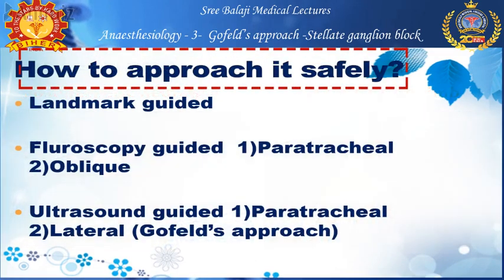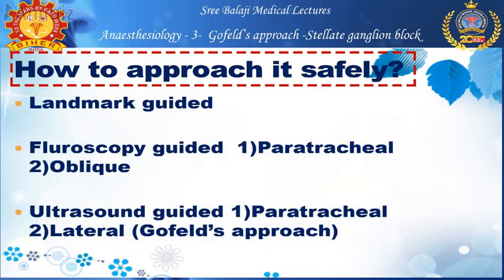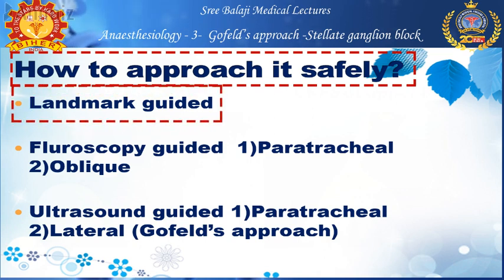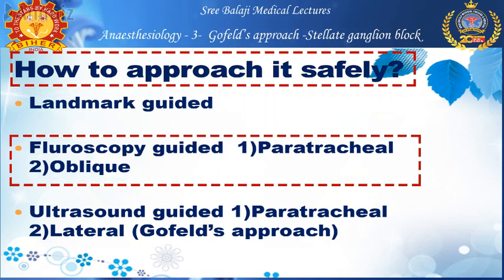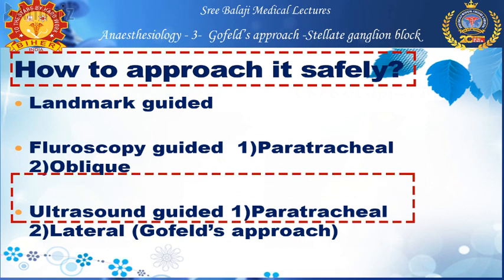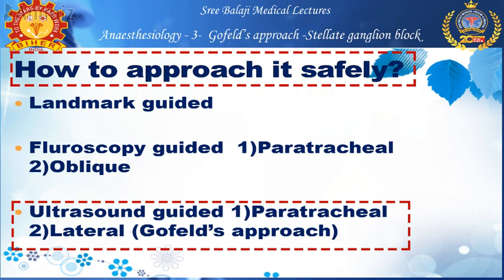So how to approach this nerve safely? There are 3 techniques. The oldest is the landmark guided technique. The one which came later, in the 80s or 90s, is the fluoroscopy guided technique, which may be either paratracheal or the oblique approach, and the latest is the ultrasound guided technique. This can also be paratracheal, and the latest approach is the Gofeld's approach, a hybrid technique which integrates both the C-arm as well as ultrasound in effectively providing the block.